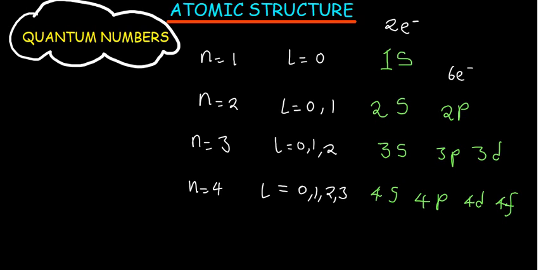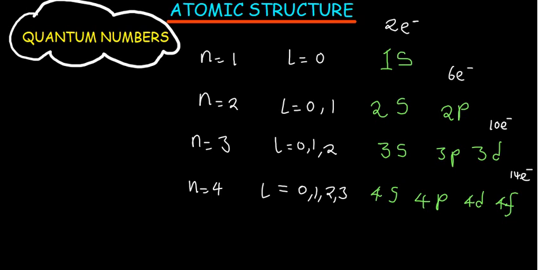For the d, it comes from l equal to 2, and ml is going to be negative 2, negative 1, 0, 1, and 2. There are 5. Each orbital can have a maximum of 2 electrons, so 2 times 5 is 10. So the d orbital can have a maximum of 10 electrons. The f comes from l equal to 3, so ml is from negative 3 to positive 3. That gives us 7. 7 times 2 is 14, meaning the f can have a maximum of 14 electrons.